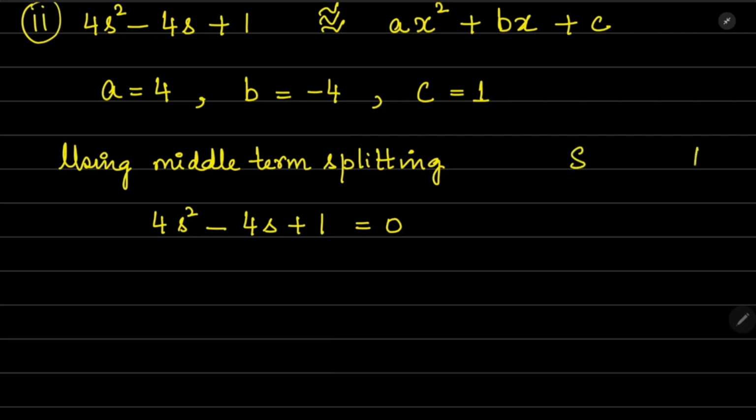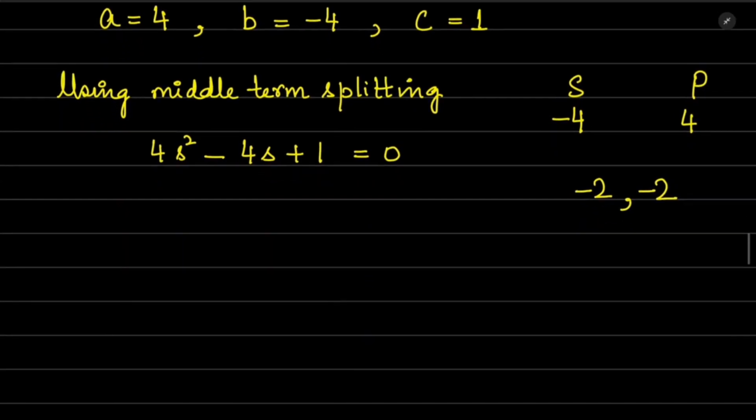What is the sum and what is the product? The sum is b, and what is b? It is minus 4. Minus 4 is the sum. What is the product? A into c, so 4 into 1, which is 4. Now you have to tell me two numbers whose product is 4 and whose sum is minus 4. You have 2 into 2, two twos are 4. And where should I add a negative sign such that the sum is minus 4? It is minus 2, minus 2, the sum is minus 4, and minus 2 multiplied by minus 2 will be plus 4.